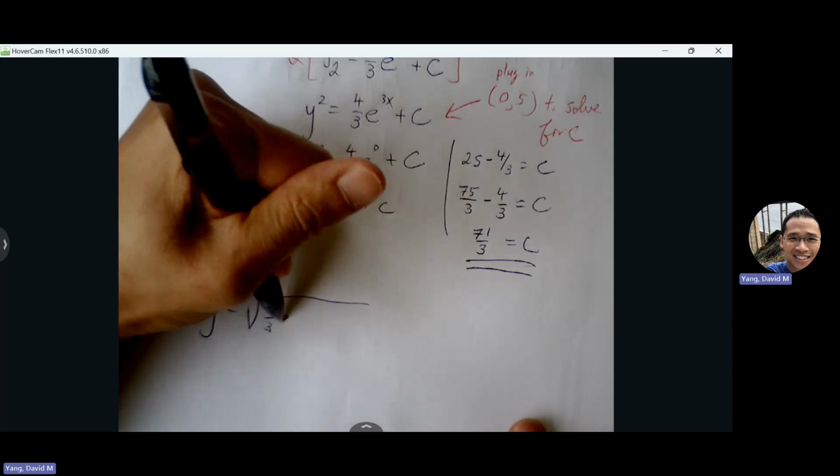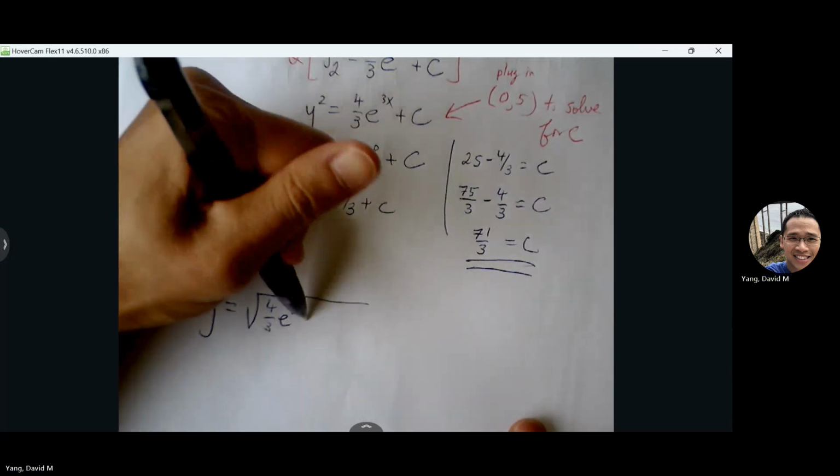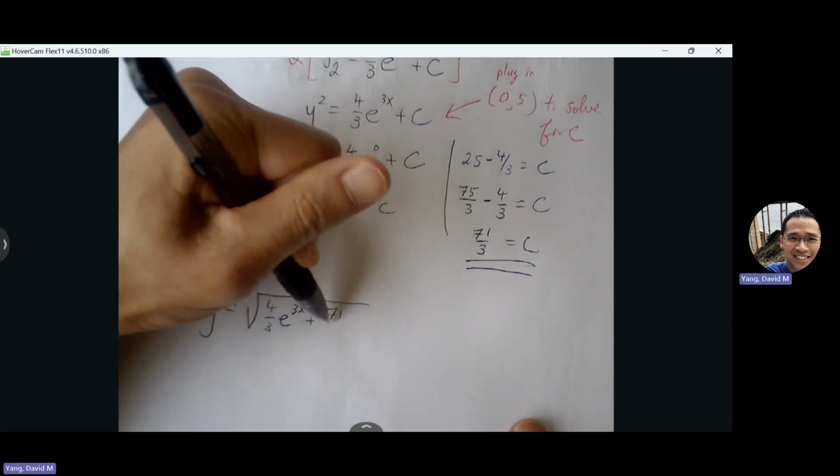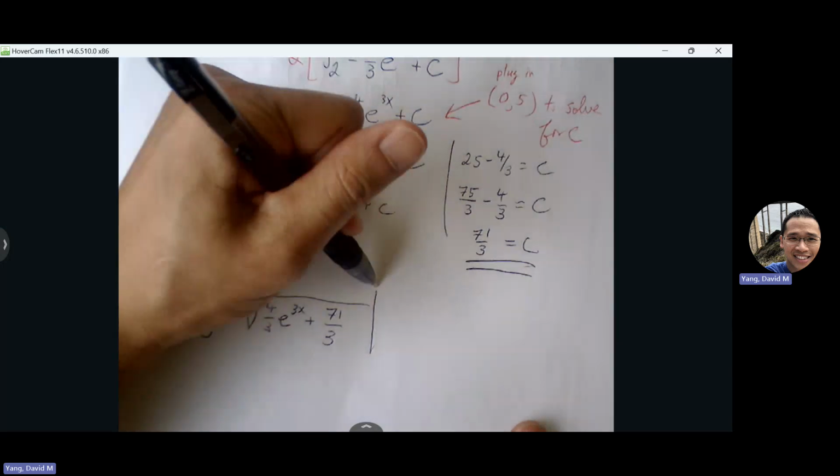And there's no need to clean anything up. As long as you have your c value solved for and your y by itself, we can stop.